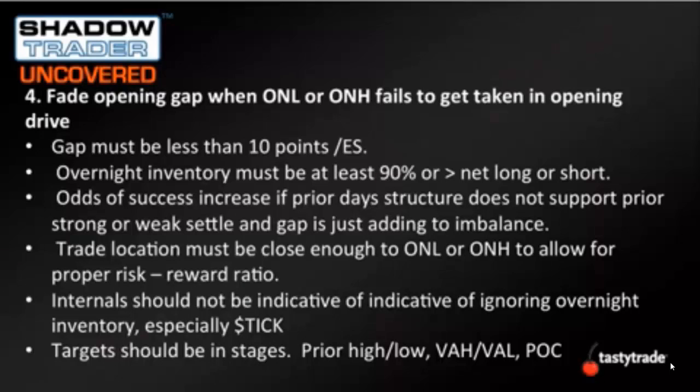Next, your trade location, and this is key because you're dealing with a gap down. So very often it's going to be tricky to know where to get in, when to get out if you're wrong. Trade location must be close enough to the overnight low or the overnight high to allow for a proper risk-reward ratio. All that means is that the closer to the overnight high or the overnight low you are, the easier it is for you to place that stop because, in effect, that is really where your stop needs to be.